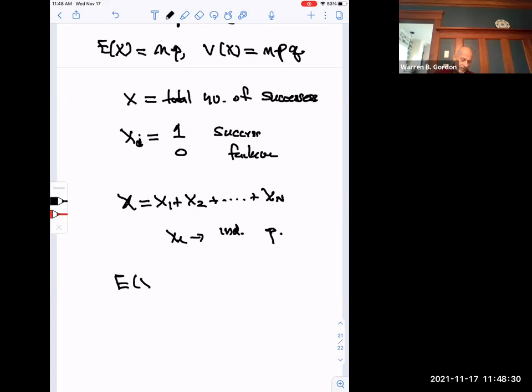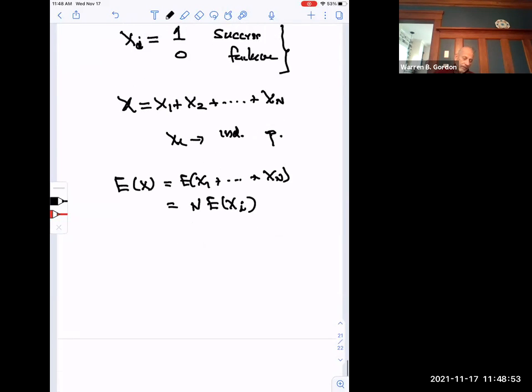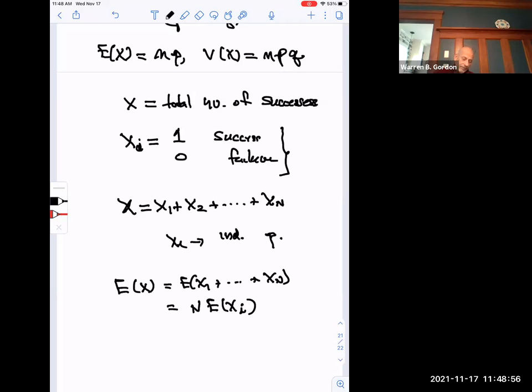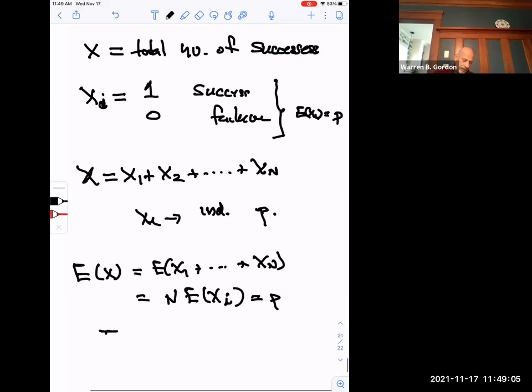So E of X is just equal to the sum of all of these, which gives me the same number, n times. But we know for a random variable of this type, E of X of I is equal to P. So E of X gives us the same result as before, NP.